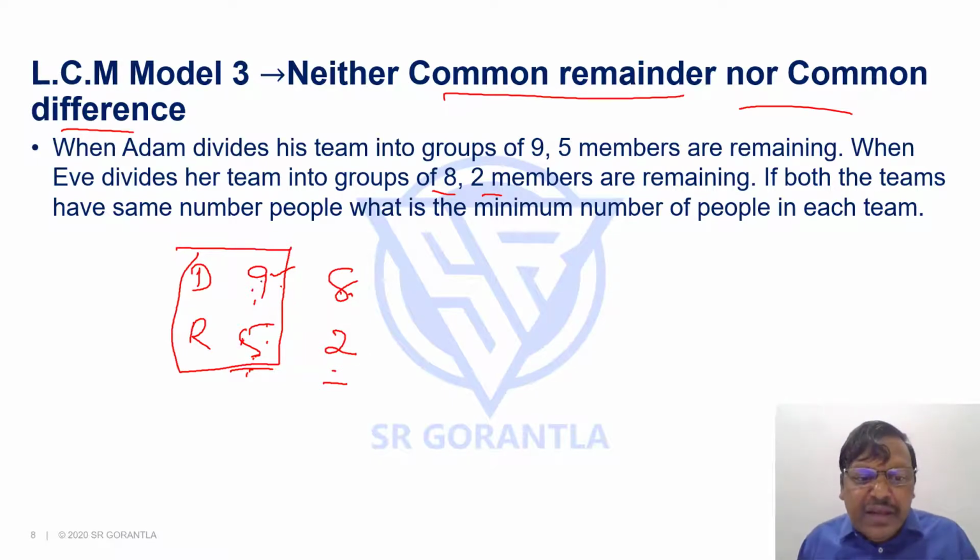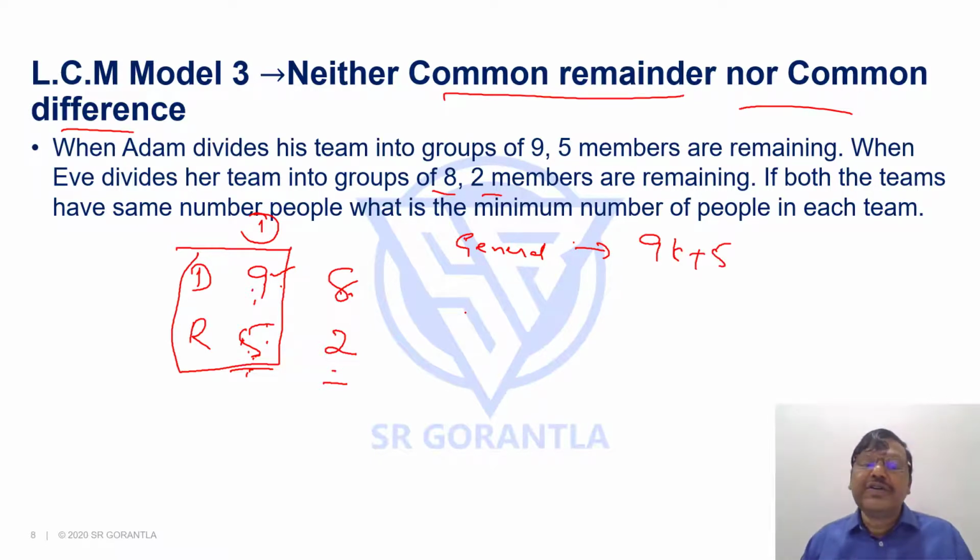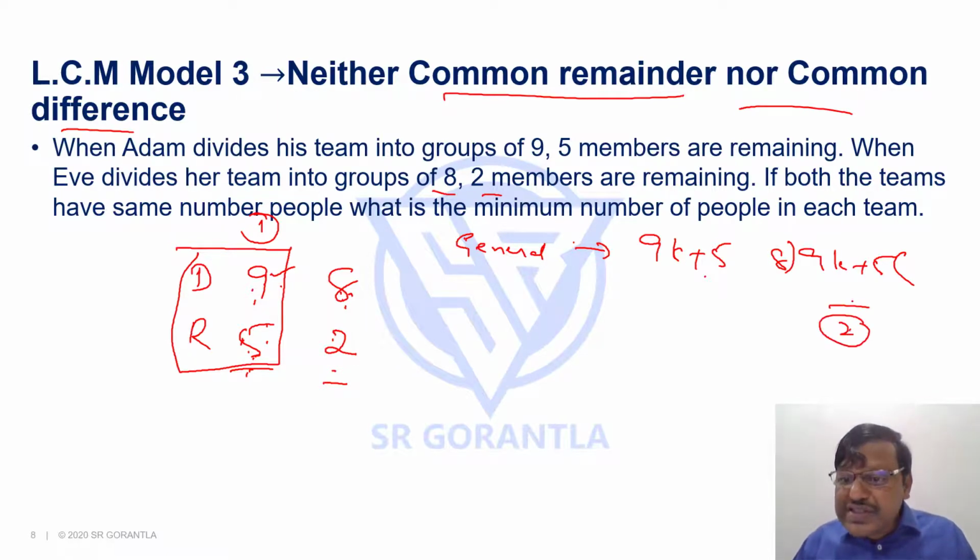The number when divided by 9, remainder is 5, so what is the general form of the number? The general form of the number that satisfies the first condition is 9k plus 5. But is this 9k plus 5 divisible by 8 completely? No, it is giving you remainder 2. So 9k plus 5 divided by 8 has a remainder of 2. That means whatever the remainder is, if I subtract it, it should be divisible by 8 completely. So 9k plus 5 minus 2 should be divisible by 8 completely. That is 9k plus 3.